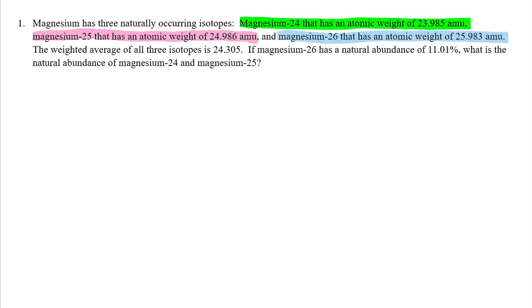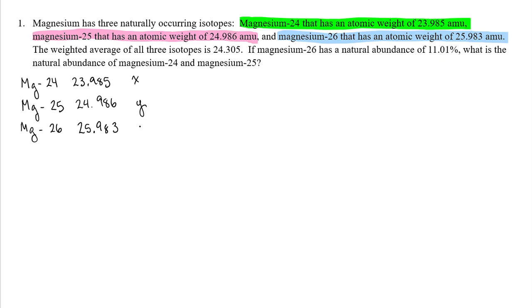So I'm first going to organize my information just like we've done in the past. We have magnesium 24 that has an atomic weight of 23.985, and I'm going to let its natural abundance be X. So that's one of the things that we have to solve for. We also have magnesium 25 that has an atomic weight of 24.986. I'm going to let the natural abundance of that isotope be Y. But we have the third naturally occurring isotope, magnesium 26. It weighs 25.983, and it has a natural abundance of 11.01%, which as a decimal is 0.1101.